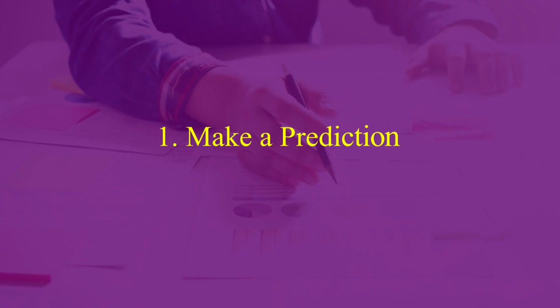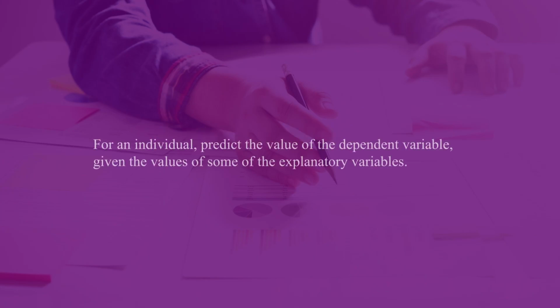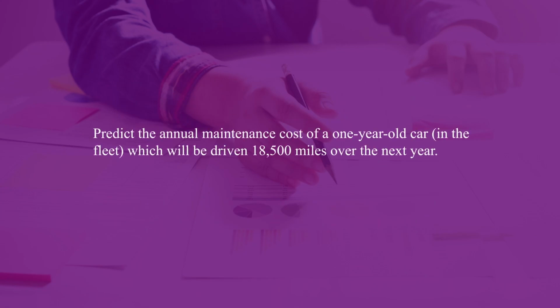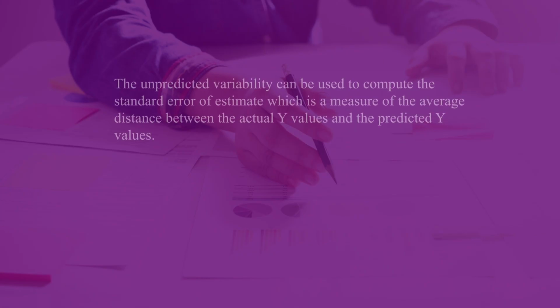Now, when we are making a prediction for an individual, we predict the value of the dependent variable given the values of the explanatory variables. The process is to regress the dependent variable onto the given explanatory variables, then fill in the values of the explanatory variables and hit the predict button. So now, predict the annual maintenance cost of a 1 year old car which will be driven 18,500 miles over the next year. This is the example which we have taken.